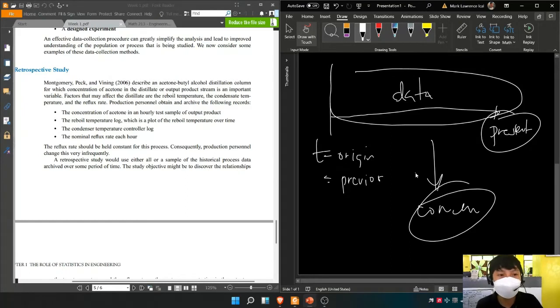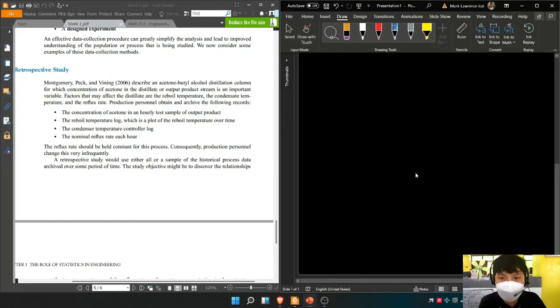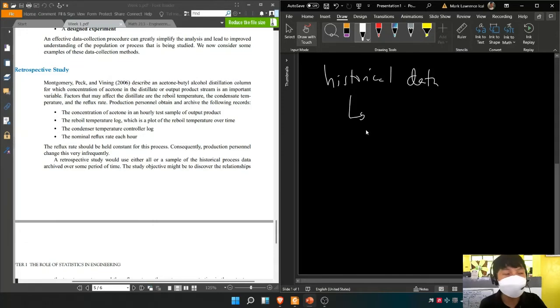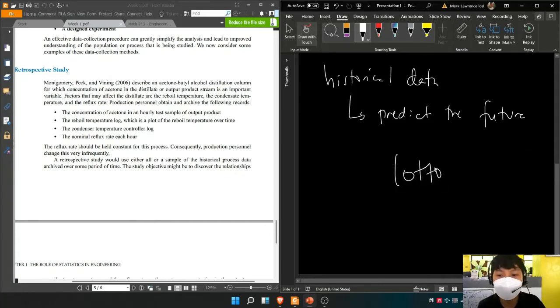So kailan niyo ba magagamit ang retrospective study? For me, magagamit niyo ang retrospective study if you're going to make historical data. Useful ang historical data if you want to predict the future. Okay. So basically, if you want to predict the future, hindi pasok dito yung sa loto, ha. Hindi ganoon. Yan yung mga tinatawag natin mga probability na. You can't really predict such things. You can only get the probability. Okay, but you cannot predict.